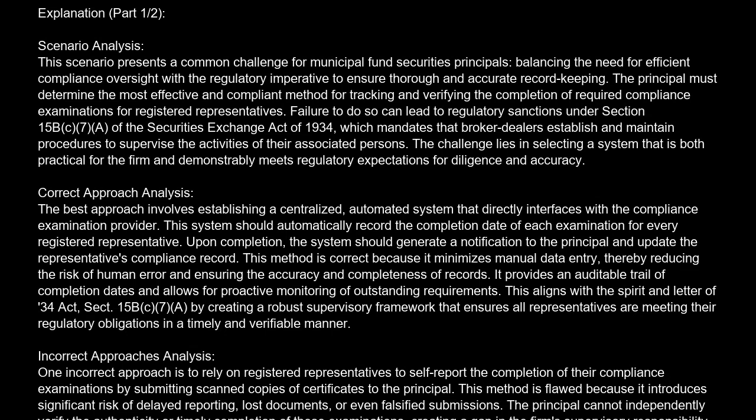The correct answer is C. Implement a system that automatically receives completion data directly from the approved compliance examination provider, logs the date of completion for each representative, and generates alerts for outstanding requirements.